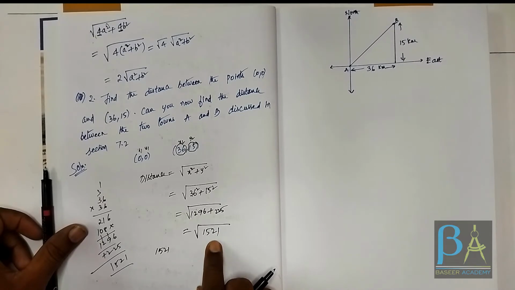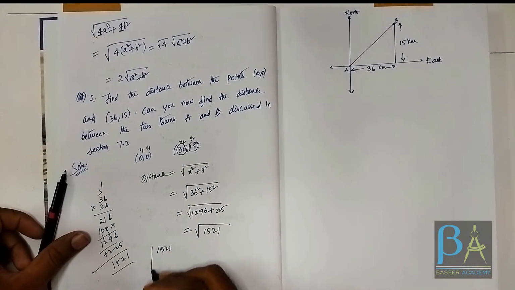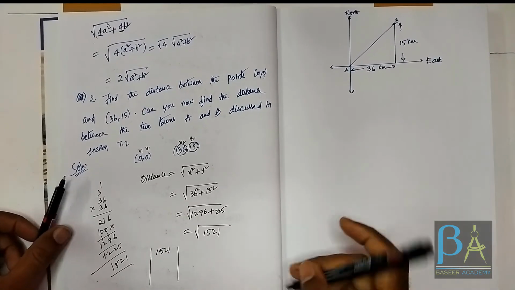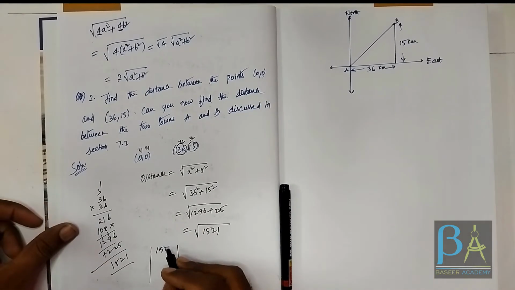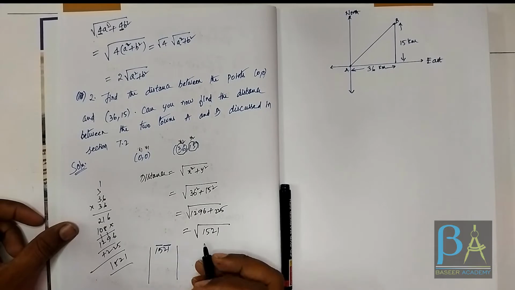You can find the square root of a number by using prime factorization, or you can find the square root of a number by the division method. I'm going to use the division method that we already learned in grade 9. Let us keep a bar on these 2 numbers, and let us keep a bar on these two numbers.